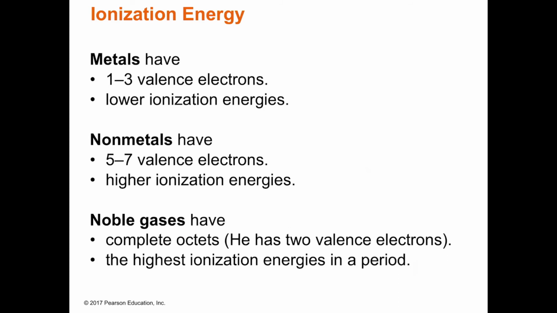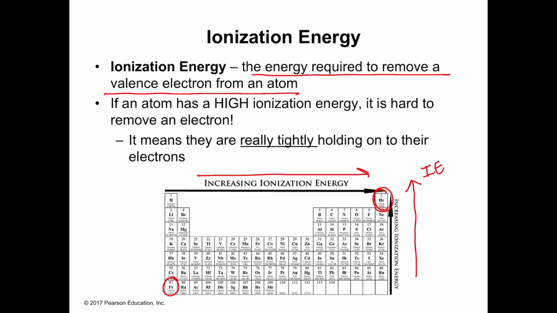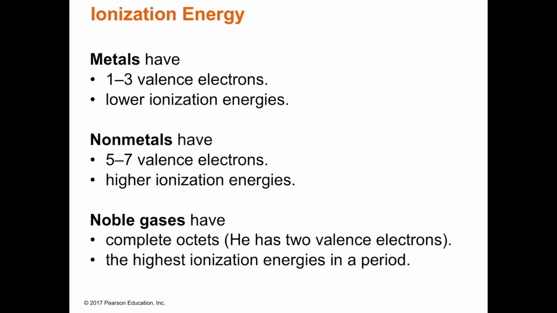Metals have 1 to 3 valence electrons, and they're larger, right? Our metals are on the left side of our periodic table. They are always going to be larger than our non-metals, which are on the right side of the periodic table. So metals with only 1 to 3 valence electrons are really large, and they have very low ionization energies. Non-metals have more valence electrons, right? 5 to 7 valence electrons. They have really high ionization energies because they are smaller.